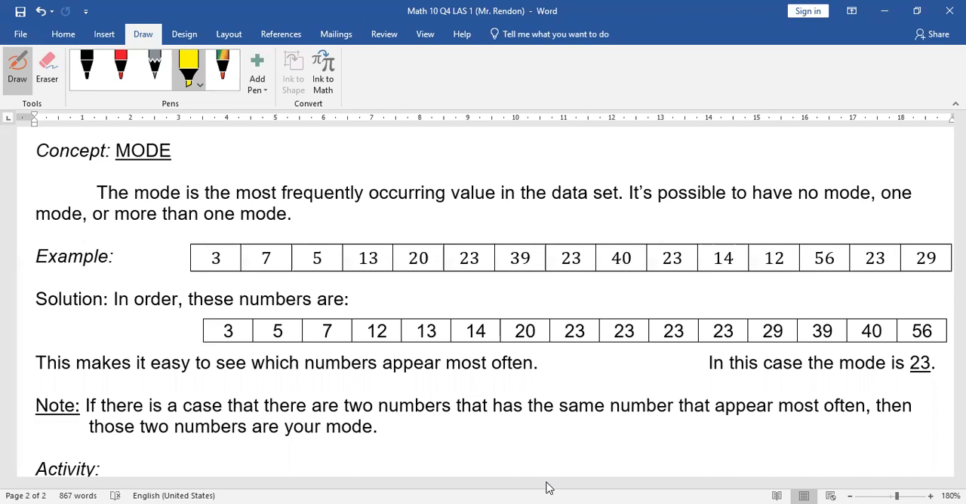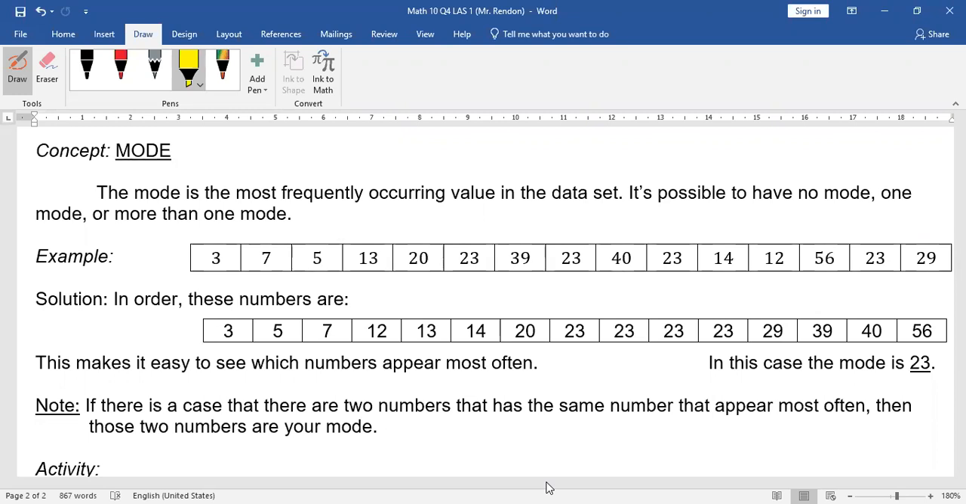Let's say 5 appears three times, 7 appears three times, 10 appears three times, and 11 also appears three times. Then 5, 7, 10, and 11 are all your modes. All of them can be called modes, because equally they appeared in the data set three times. So there is no restriction with the mode, but you have to double check which value has the highest frequency in your data set.